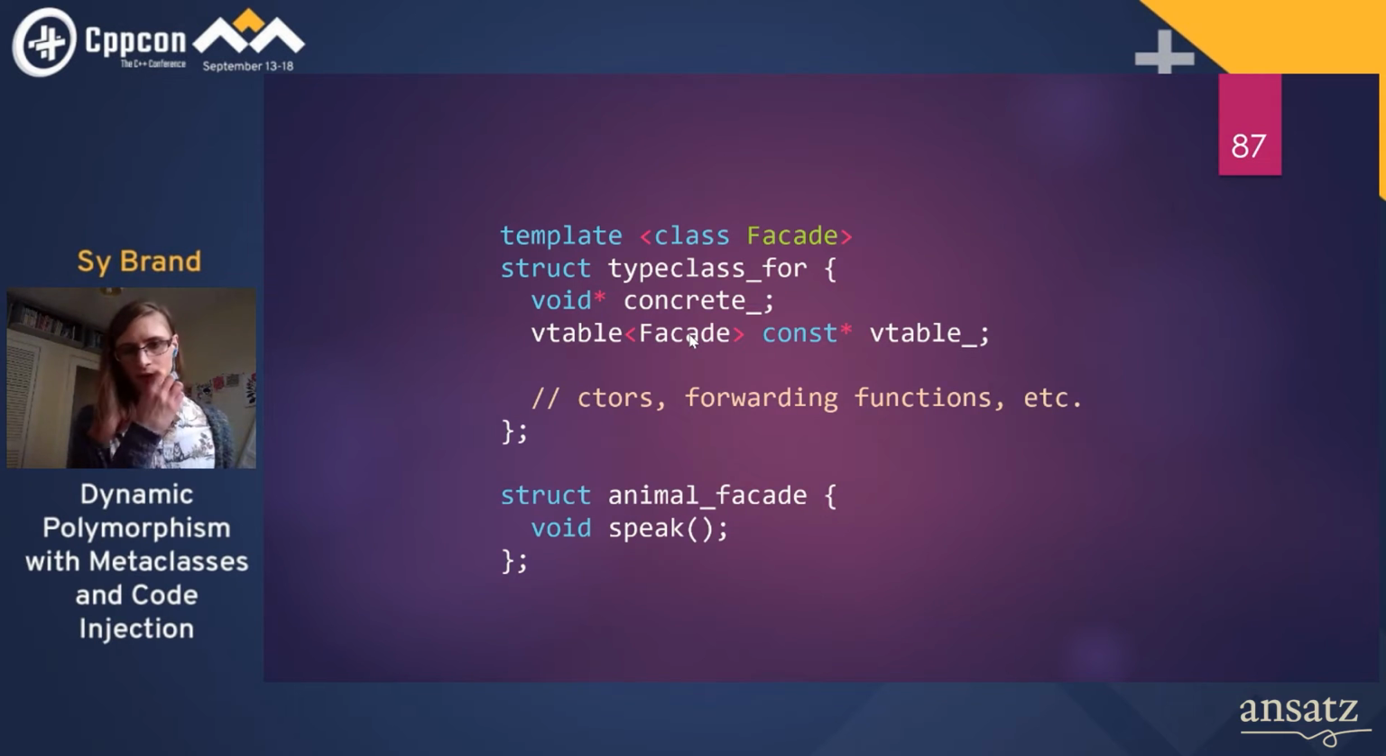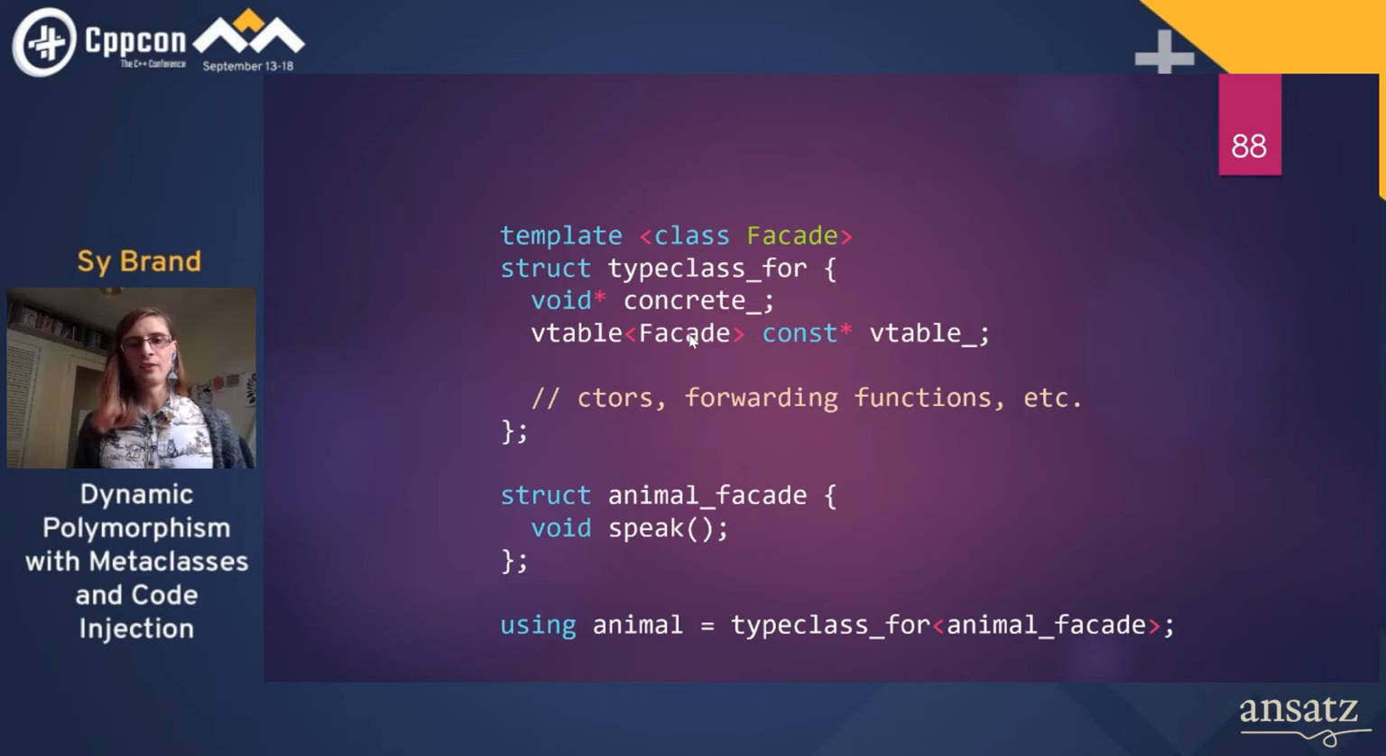A facade for an animal is just a declaration for the speak function. This speak function will never be defined. I will never write code for animal facade speak. It's just a declaration. It's like a blank interface which says, here's what an animal should look like. You can think of it as a concept, but instead of being defined on usage patterns, it's defined on signatures. And then if I wanted to have my animal class, I would say an animal is a type class for an animal facade. And this should give me all the behavior which I had for my handwritten version.